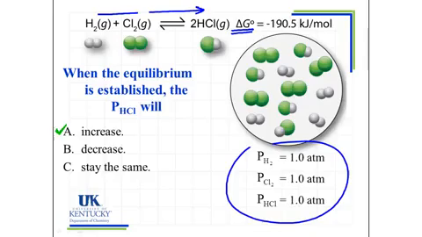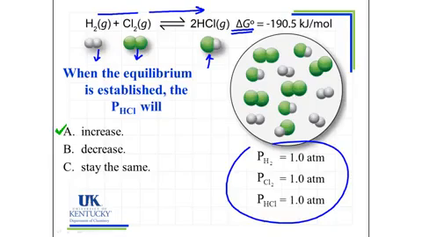Well, if you said it would increase, you would be correct. The HCl pressure is going to go up, and these pressures are going to go down as it proceeds to the right. So it's always going in the forward direction. The reverse reaction is always happening, but more of the forward is happening than the reverse when you have a negative 190.5 kilojoules, when you have a negative value for that standard delta G.